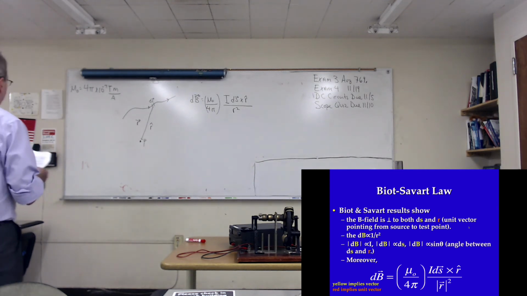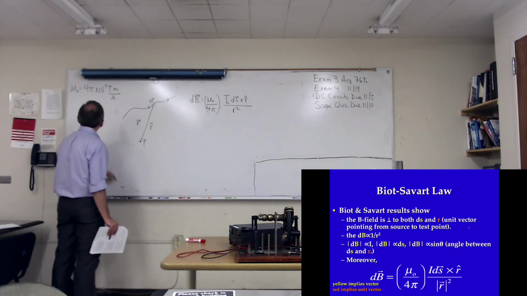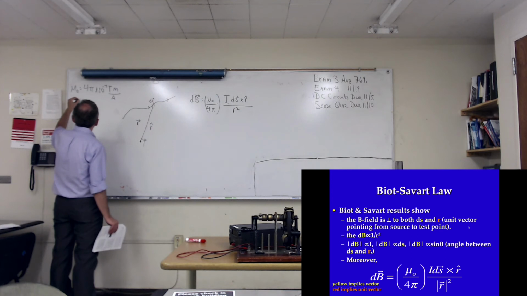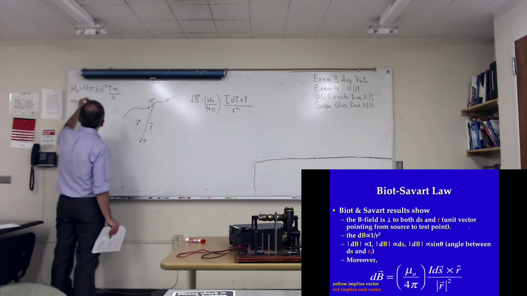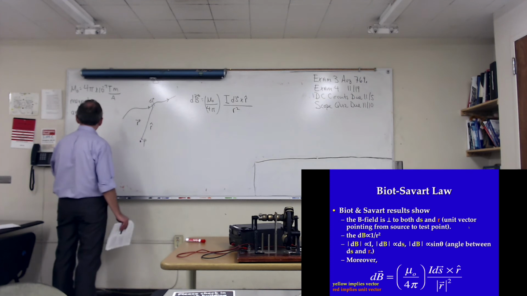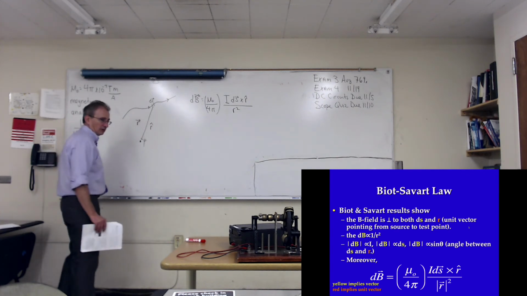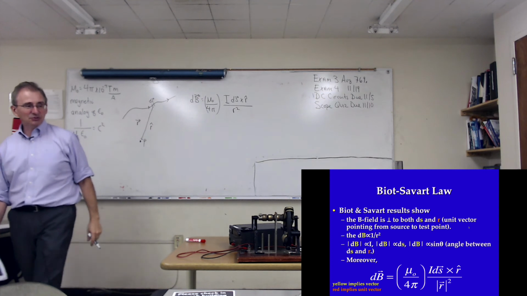Now, this is the analog of epsilon naught. So this is the magnetic analog. And in fact, it turns out that 1 over mu naught epsilon naught is equal to the speed of light squared. Maxwell showed that.